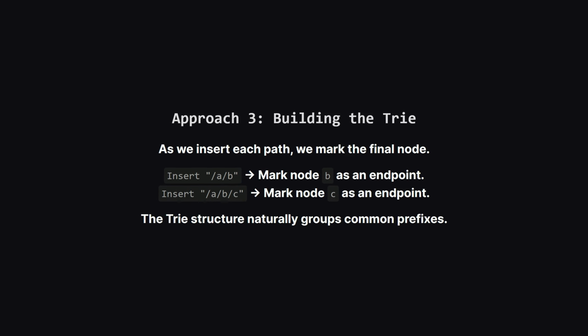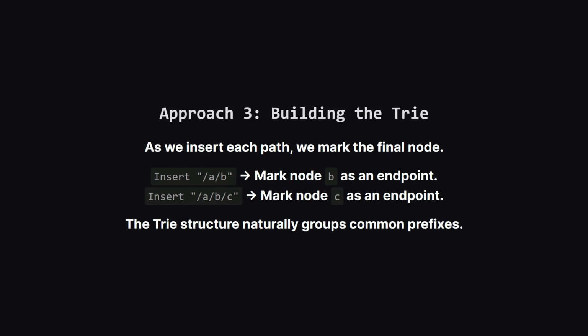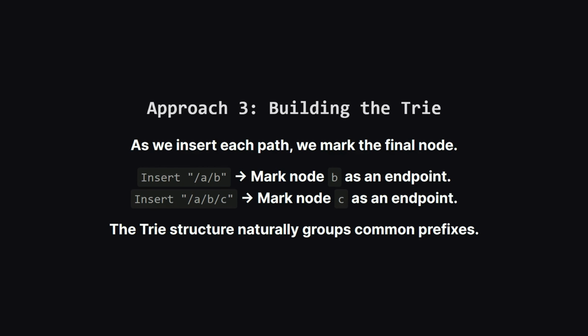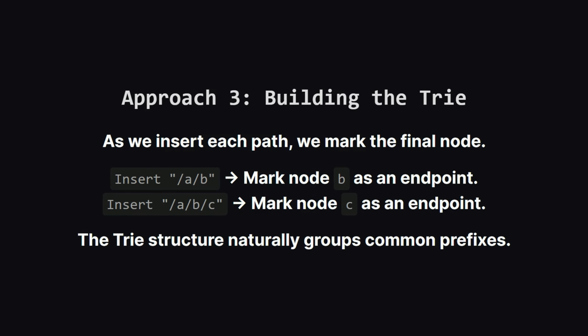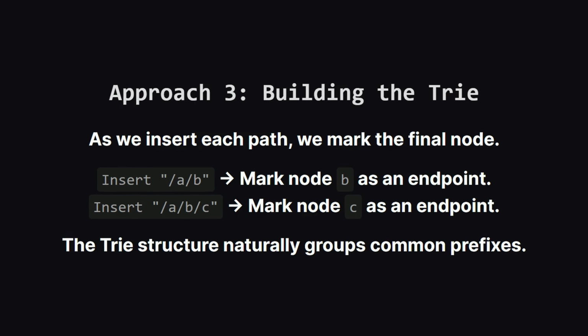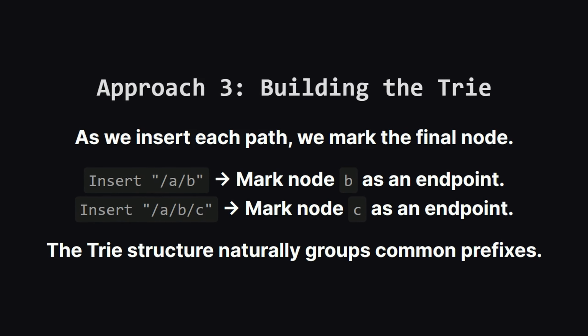So when we insert a path like /a/b/c, we traverse from the root to a node for A, then to a node for B, then C. At that C node, we'll place a special marker to say a complete folder path ends here. We do this for every path in our input list.